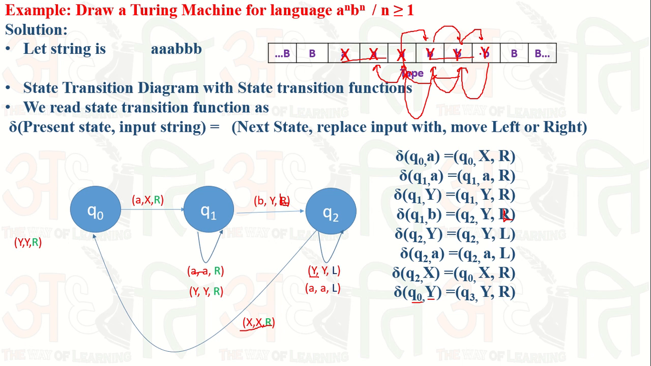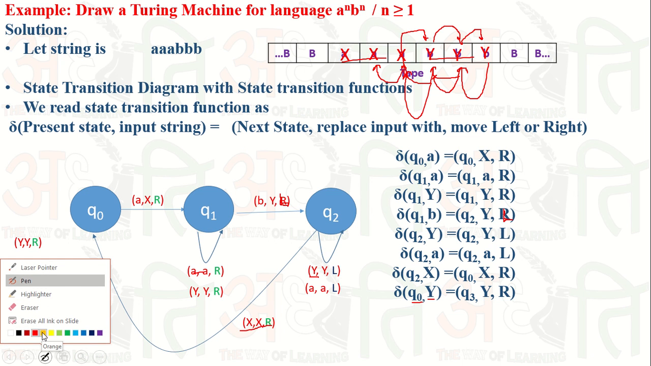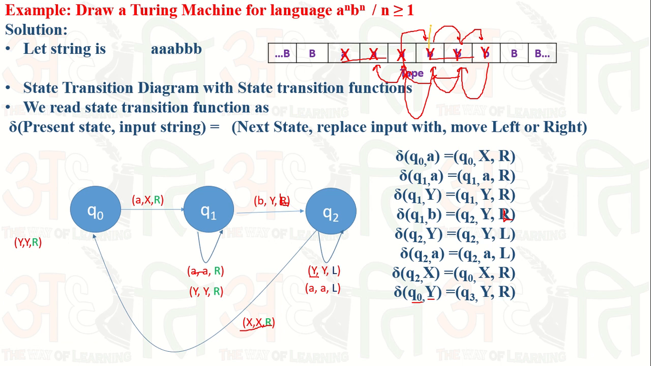We simply change the color of the marker for your understanding. So when we are at this Y, we move to the next Y and state q3. Again it is state q3. If we face Y again, we move to the next Y and replace Y with Y. When at state q3 and facing Y, we remain at the same state, replace Y with Y and move right.